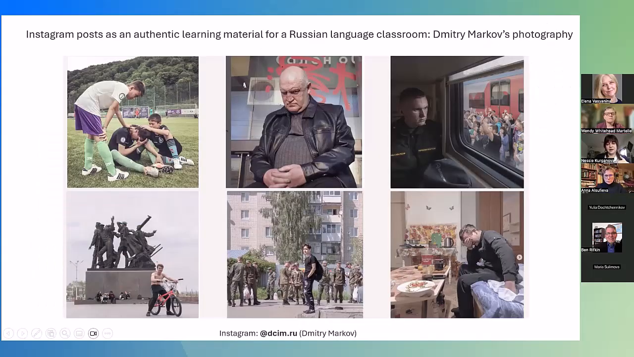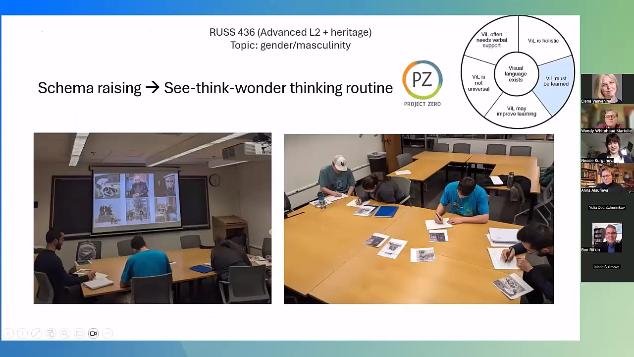So what we did with this one, this was a background for one of my classes. It was an advanced Russian class, a very, very small one. This is actually all of my class, four students. We were talking about gender. We were using the textbook Pro Движение that has these very social topics, and we were talking about gender, masculinity.